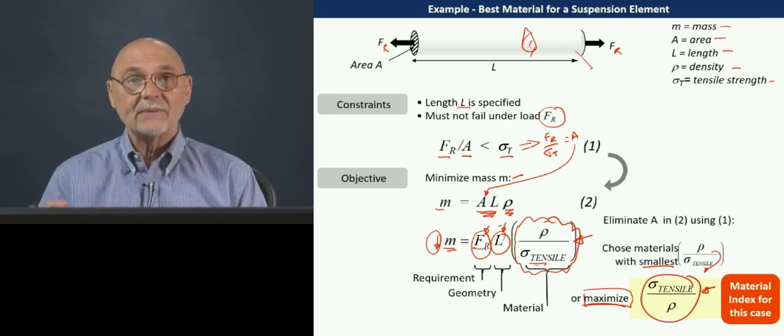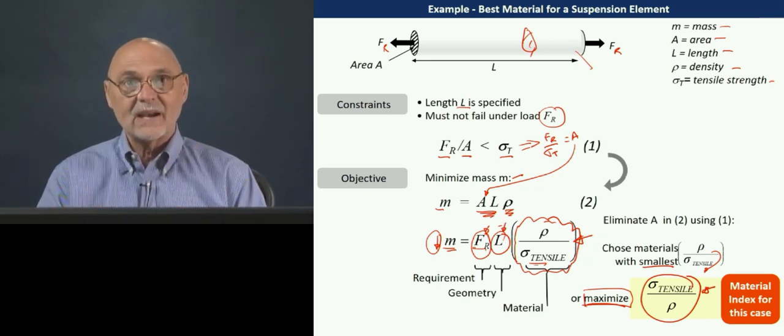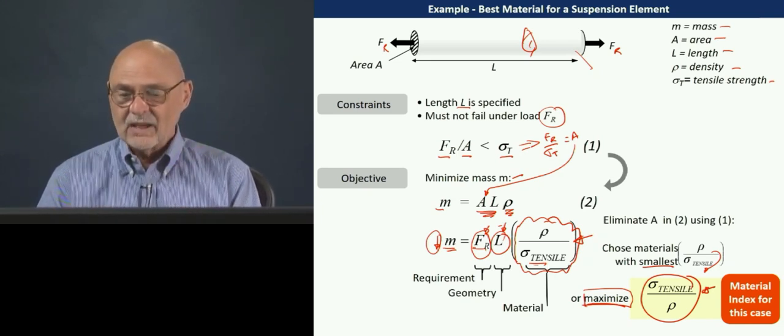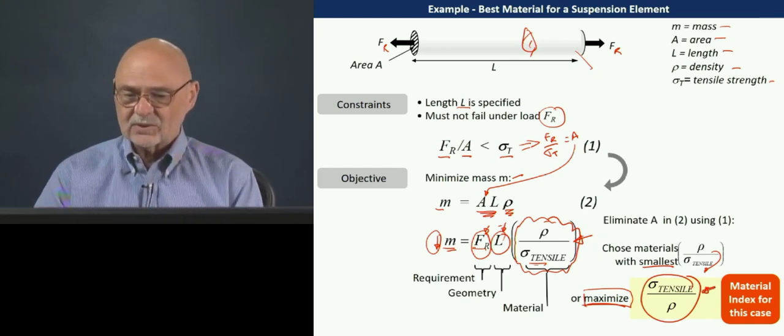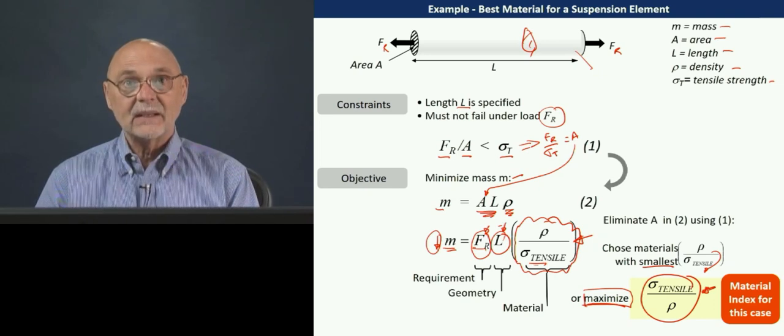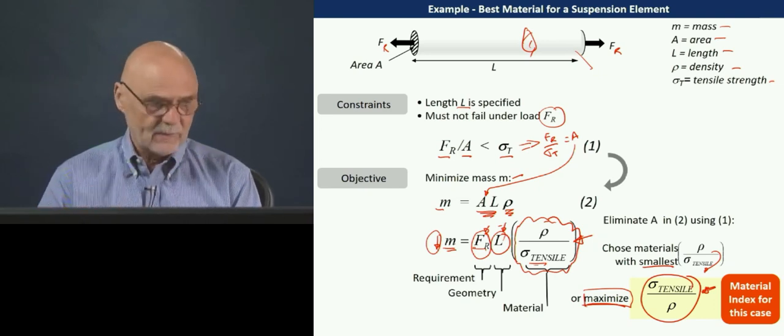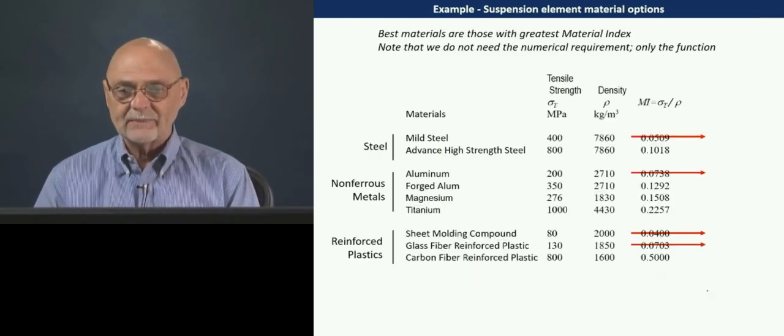So right now we don't have to go through the tedium of designing a bunch of tie bars. We can just look at a table of properties, take the ratio of tensile strength to density, and then pick the one that has the biggest value. Okay, so let's do that.